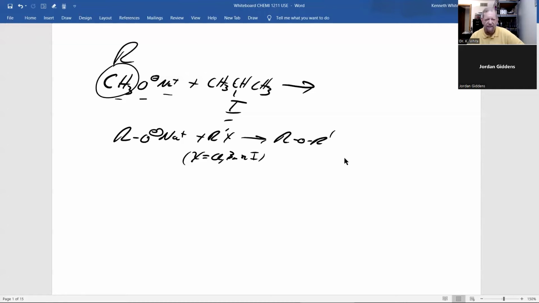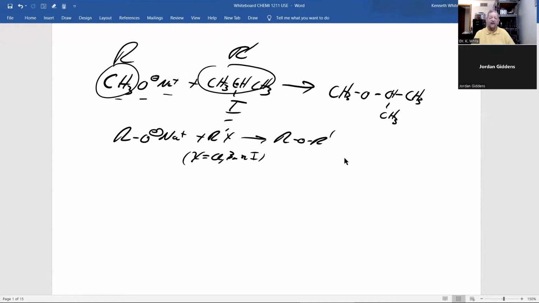Here's R prime. Notice the carbon here with the halogen. First of all, you have R group O, and then the carbon with the halogen is the R prime, and this is the product you get. And that's how you do ethers.